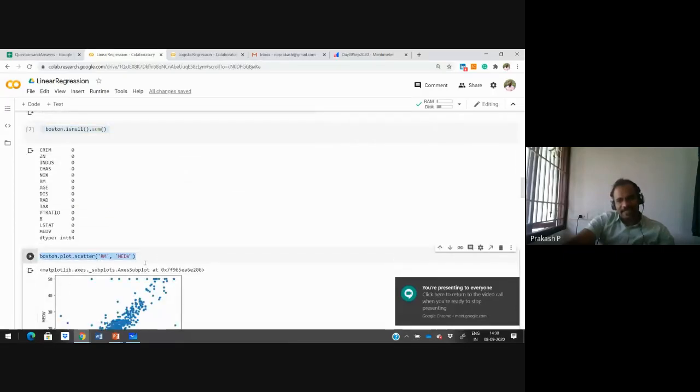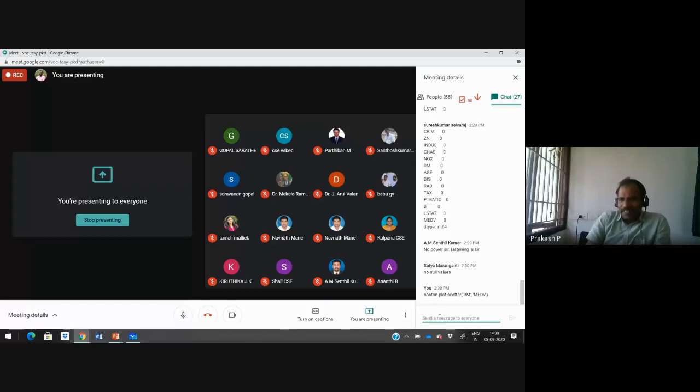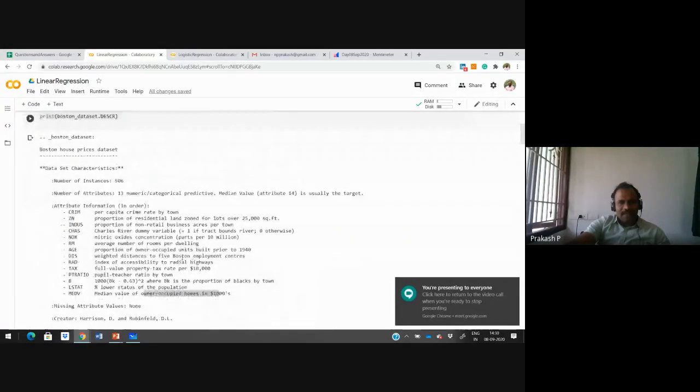Before that, as I said, we need to do some plotting to get a feel of the data. Can you please draw this plot? Here the target is the median value, MEDV. RM is another variable. What is that RM? I forgot. The RM is the average number of rooms per dwelling. Dwelling is called a house, right?